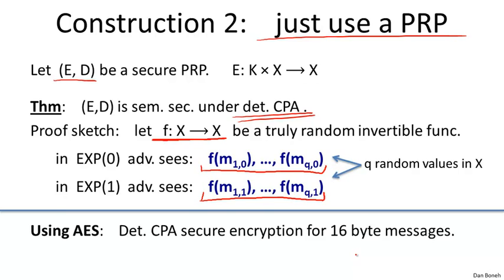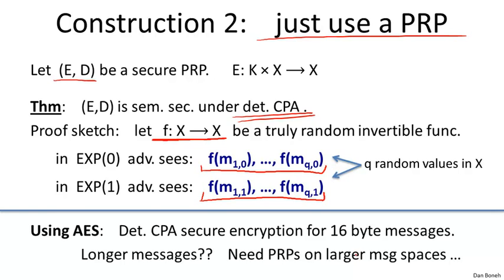Notice, however, that this is not going to provide any integrity, and we're going to see how to add integrity in just a minute. But the question for you is, what do we do if we have messages longer than 16 bytes? Well, one option is to use SIV, but what if we wanted to actually use this construction too? It's an interesting question. Can we construct PRPs that have message spaces bigger than just 16 bytes? If you remember, in the past, we constructed PRFs that had large message spaces from PRFs that had small message spaces.